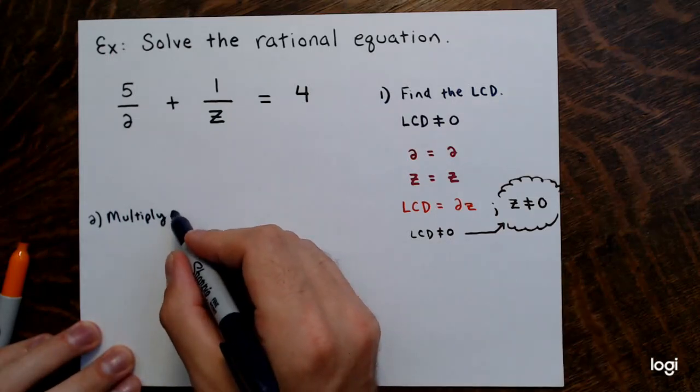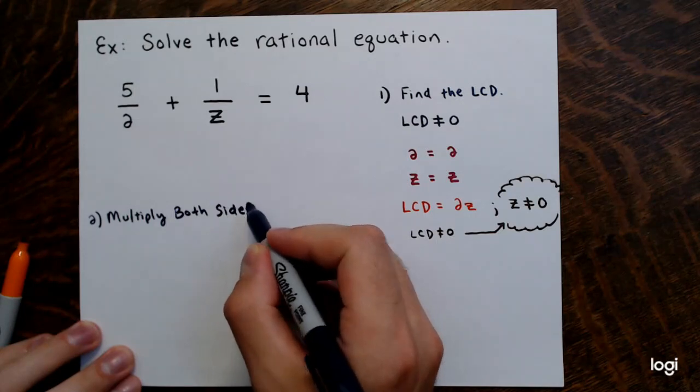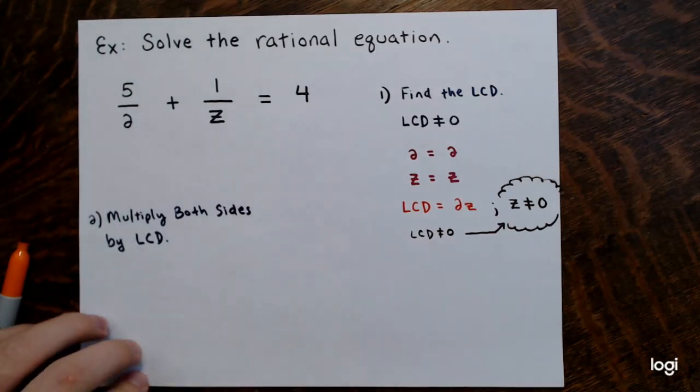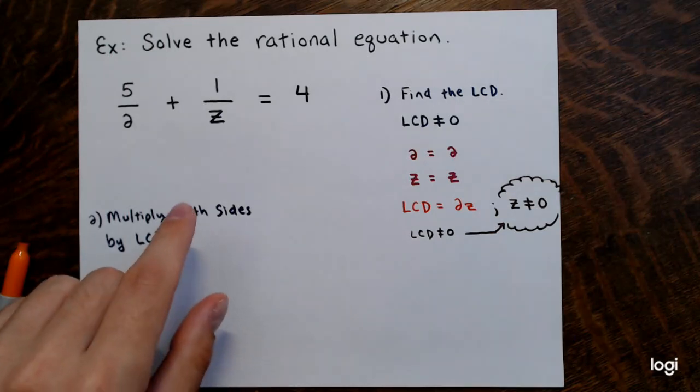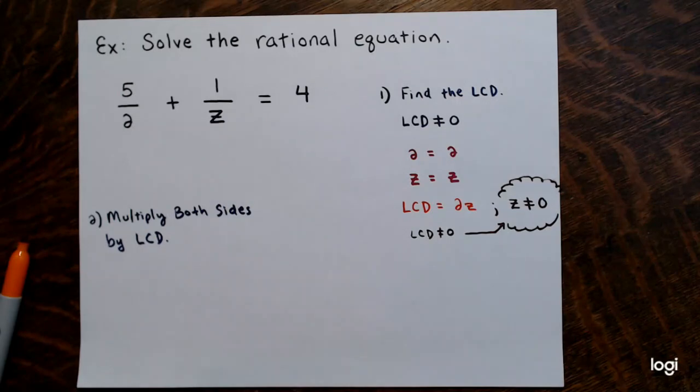All right. So I'm going to multiply both sides of the equation by the LCD. And you've probably heard this before with equations, right? You got to keep balance. What you do to one side of an equation, you must do to the other side, to keep things balanced, to keep expressions equivalent.